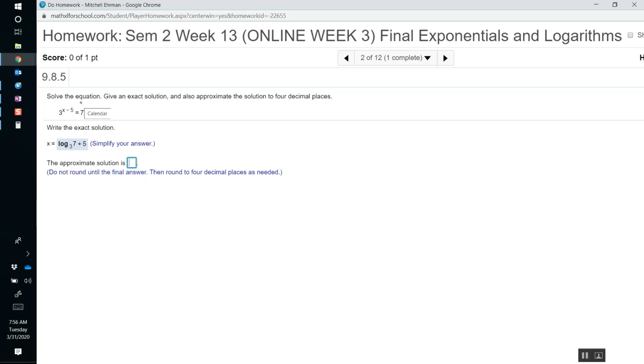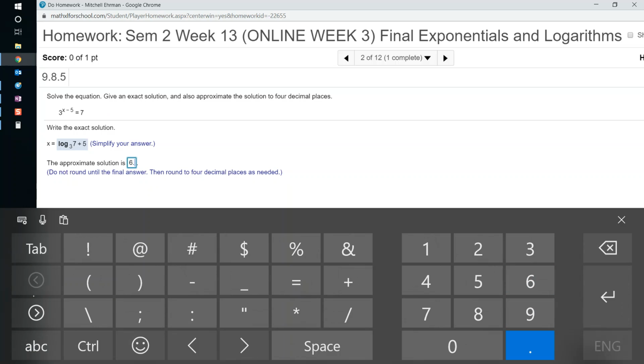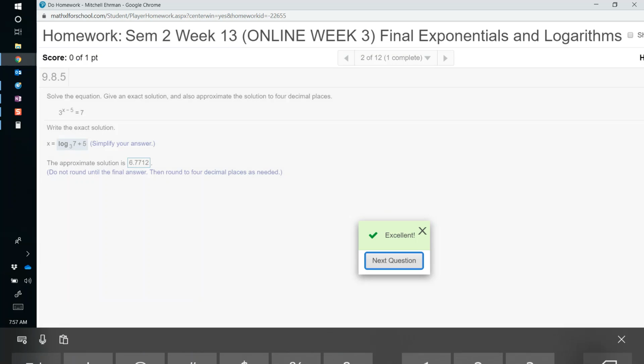So I'm fairly confident that this solution for the second part of the question is 6.7712, and I'm double checking my instructions here. It says don't round until the final answer and then round to 4 decimal places. So we didn't round at all until the very end, and 6.7712 was the number we got.